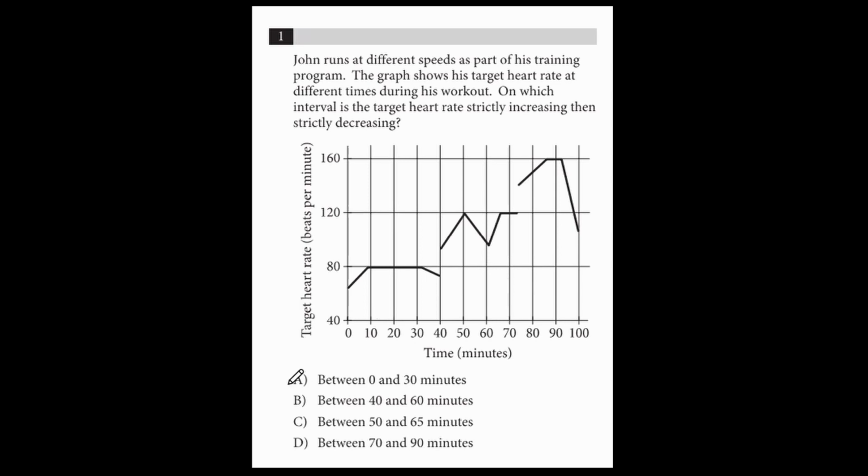I can see between 0 and 30, it's not strictly increasing and decreasing because it's flat here. So B is going to be the answer because it goes up and then it comes down. And when you look at this, you're not going to see something that goes straight up and comes straight down, because it has to go over this way because time is increasing that way. So strictly increasing is increasing on an angle and decreasing is decreasing the same way. This is flat here. And this one goes down first for C. So C and D won't work.